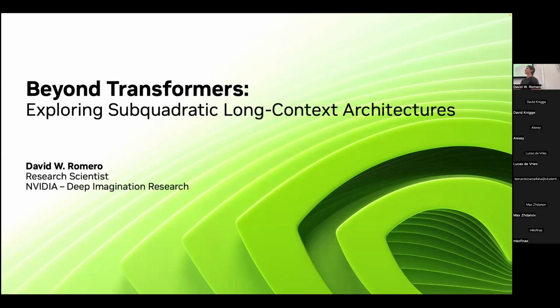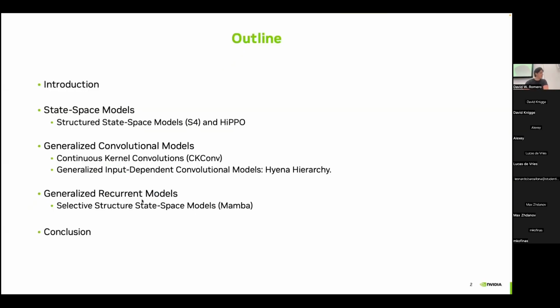Right, so we're going to be talking about architectures other than transformers. The idea here is that we're going to explore some alternatives to transformers that give us some properties in terms of scaling that I think are very, very interesting, and I think are going to be more and more relevant in the future when we try to scale things up. So this is a little bit what we're going to talk about today.